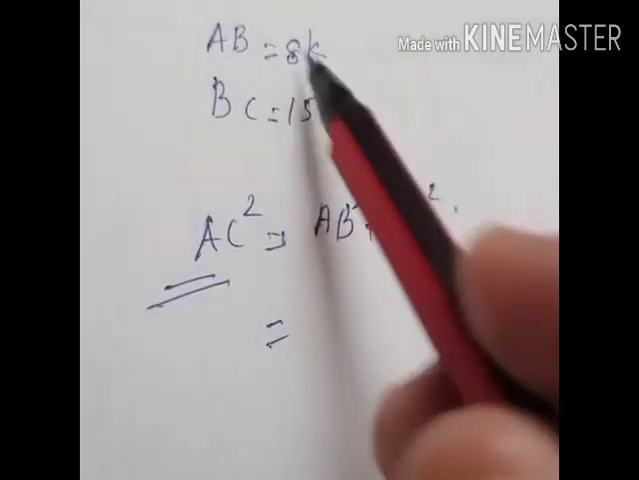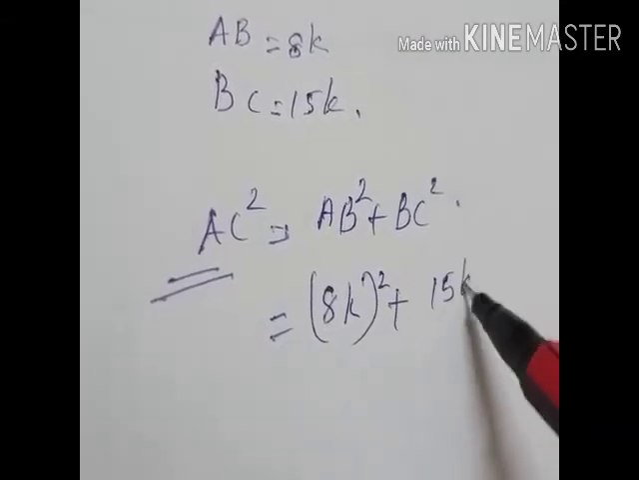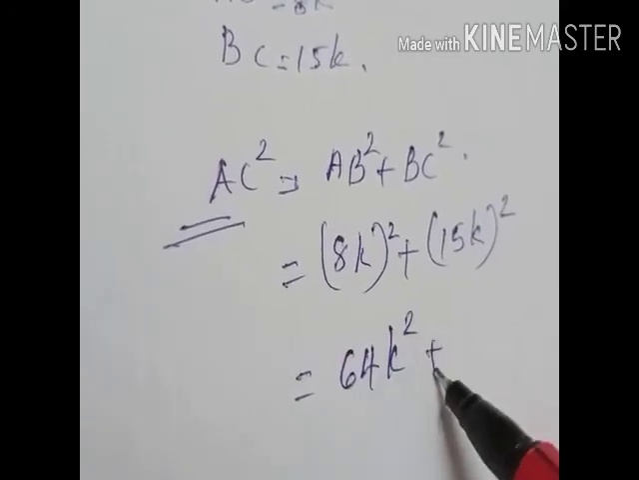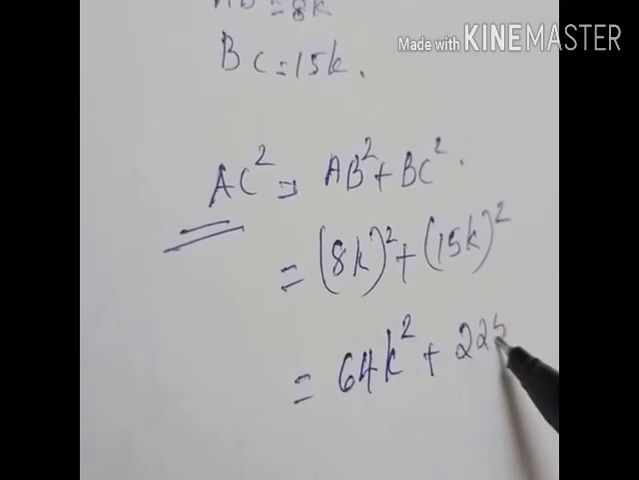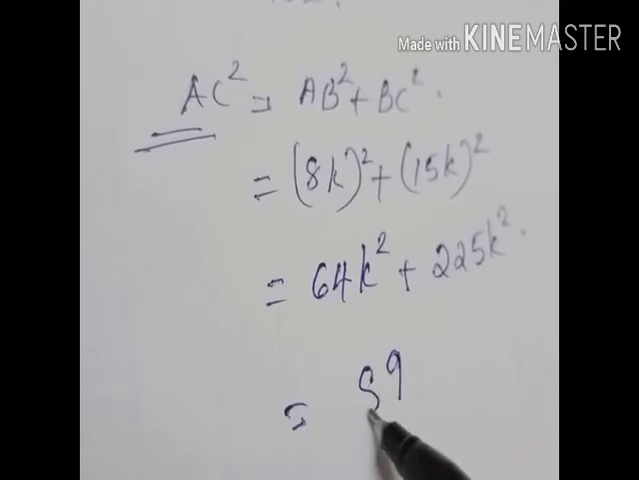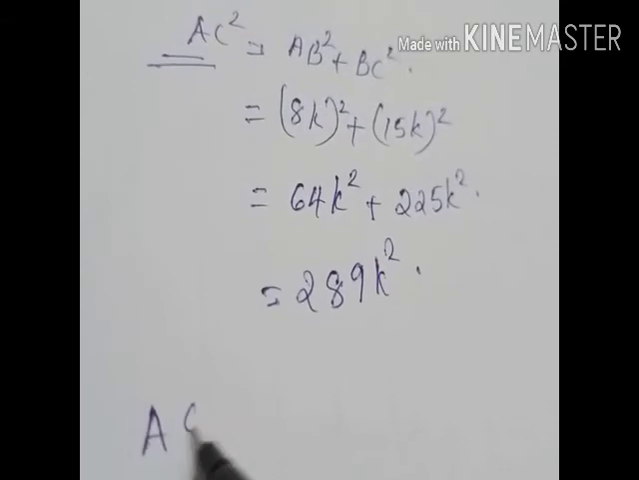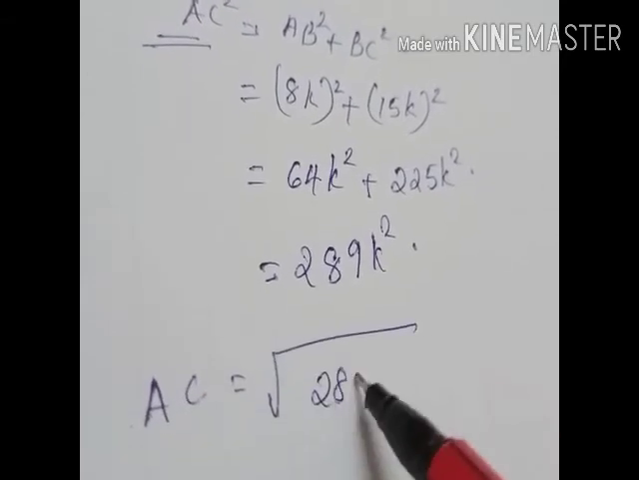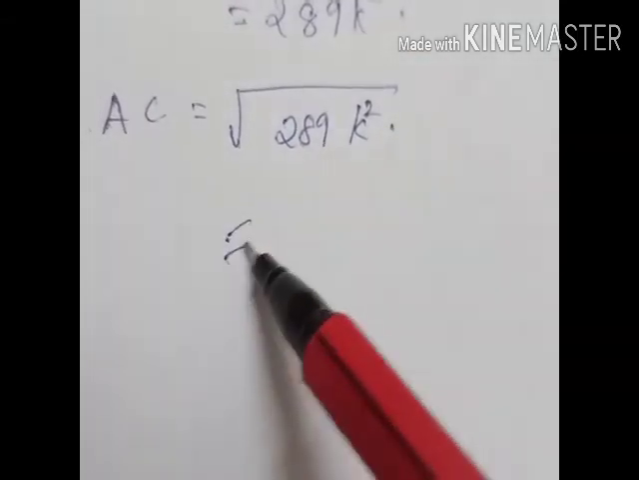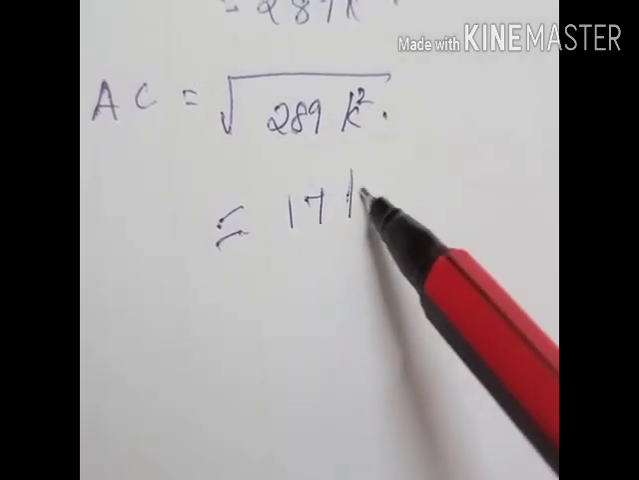So we can substitute these two values here. 8K the whole square plus 15K the whole square. 8K square means 64K square. 15K square means 225K square. So this is equal to 289K square. So what is AC? Root of 289K square. That is equal to root 289, which is 17. So root K square is K.